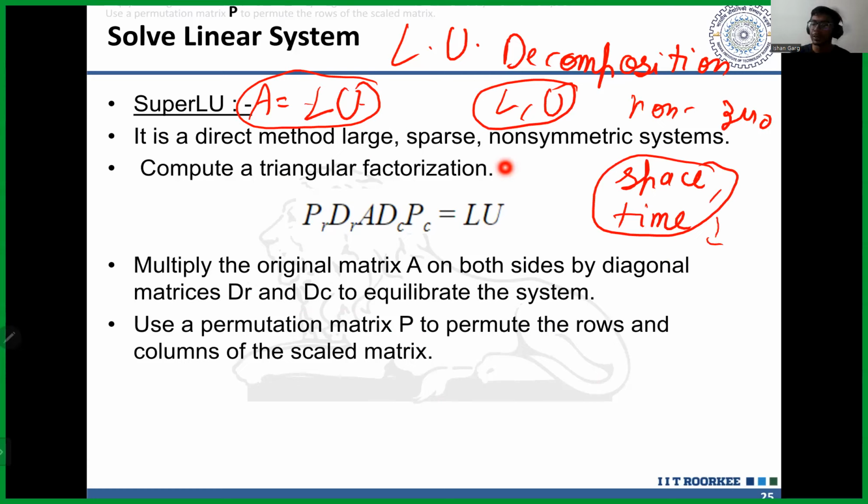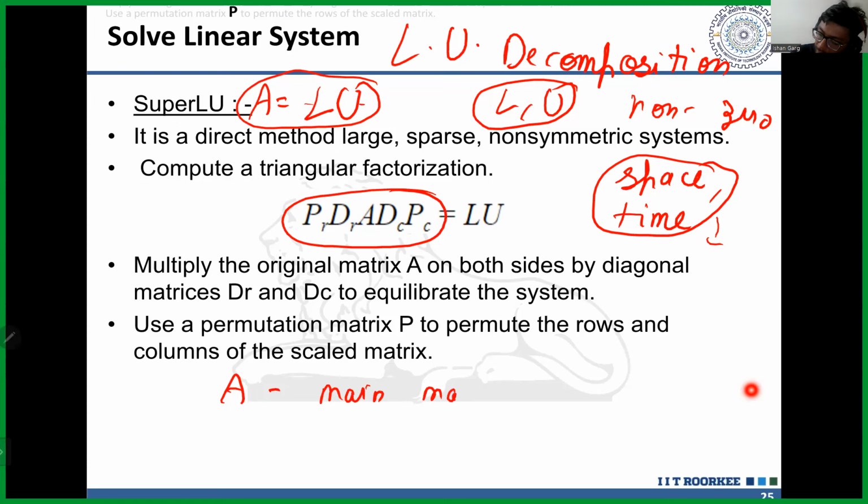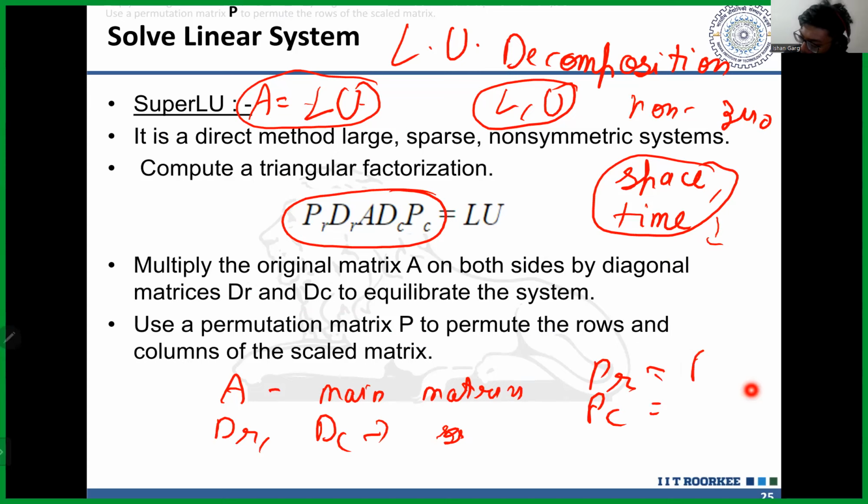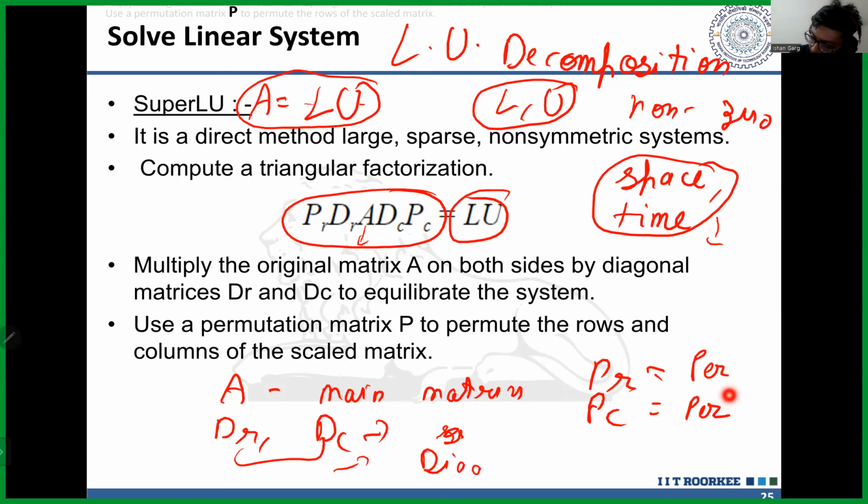In case of a sparse matrix, what we do is we define LU for this matrix. So what is this? A is our main matrix for which we are trying to solve the system. DR and DC provide stability, or we can say equilibrium, to the A matrix, while PR and PC are the permutation matrices. They help in increasing the sparsity in L and U, while D stabilizes our system for A. DR and DC are two diagonal matrices.